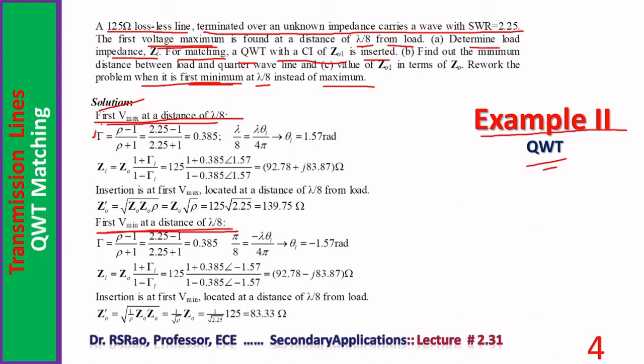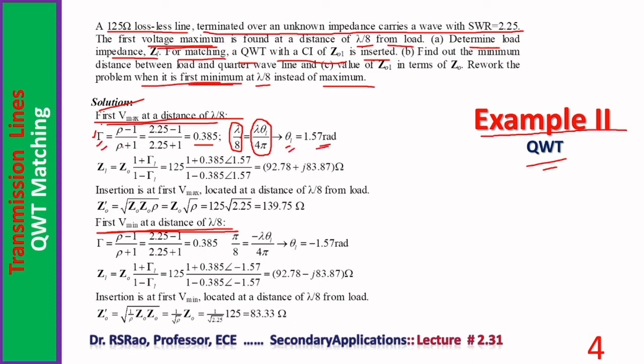SWR is given, so the gamma magnitude can be found. It is 0.385. It happened at a distance of lambda by 8. But the first voltage maximum happens at a distance of lambda theta L by 4 pi. This is the standard relation between the reflection coefficient angle over the load and the distance of the voltage maximum. It is given that it is equal to lambda by 8. From this one can find theta L is 1.57 radians.